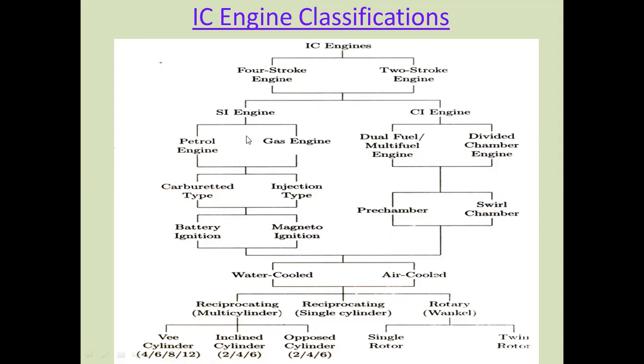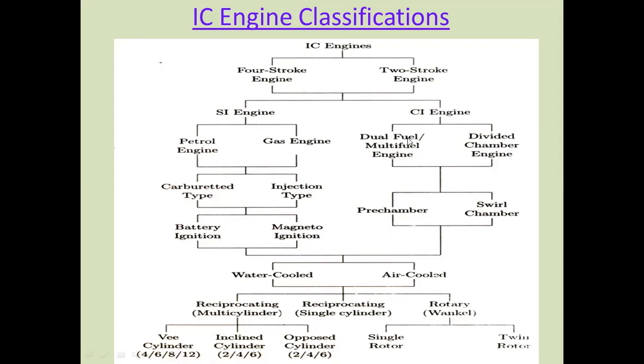In the SI engine, that is the petrol engine and gas engine, we introduce the fuel with the help of the carburetor. From the carburetor, the air-fuel molecules enter the combustion chamber homogeneously. Nowadays in the SI engine we also use injection types, that is MPFI, the multi-point fuel injection system. This injection system injects the fuel by an indirect method and a direct method. The direct method is the gasoline direct injection system.